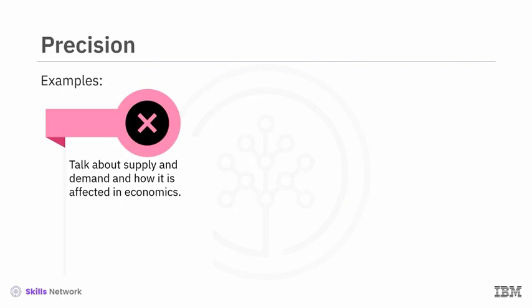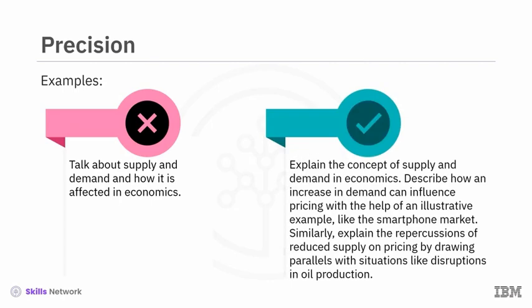To ensure precision, you can rewrite this prompt as, explain the concept of supply and demand in economics. Describe how an increase in demand can influence pricing with the help of an illustrative example, like the smartphone market. Similarly, explain the repercussions of reduced supply on pricing by drawing parallels with situations like disruptions in oil production. This prompt clearly expresses that you want to explain a concept with the help of examples.